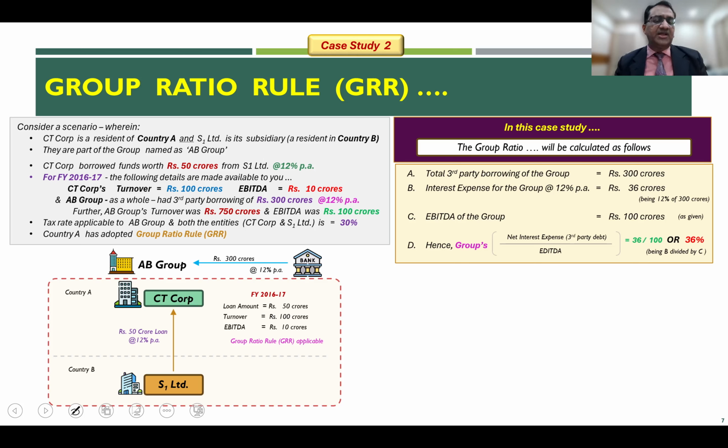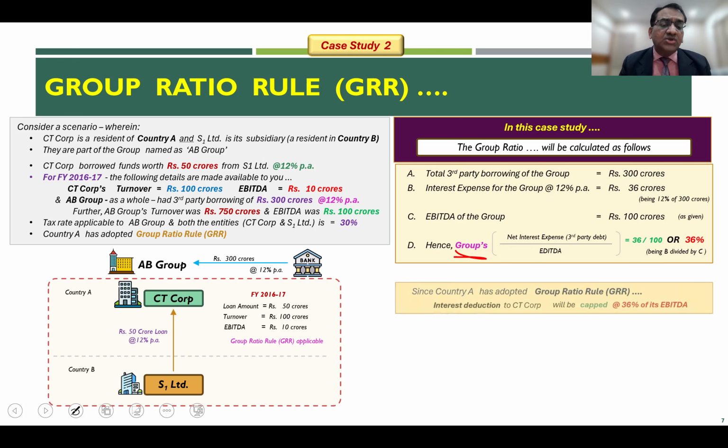So in this case study, the group ratio will be calculated as follows. You have 300 crore of total borrowing from a group perspective. You are paying 12% interest on this 300 crores. Therefore, your total interest expense for the group is 36 crore. But your EBITDA is 100 crores. It is given here: EBITDA of the group is 100 crores. So the group's ratio will work out to interest expense of 36 crore over EBITDA of 100 crores, which means 36%. So 36% is this group's ratio.